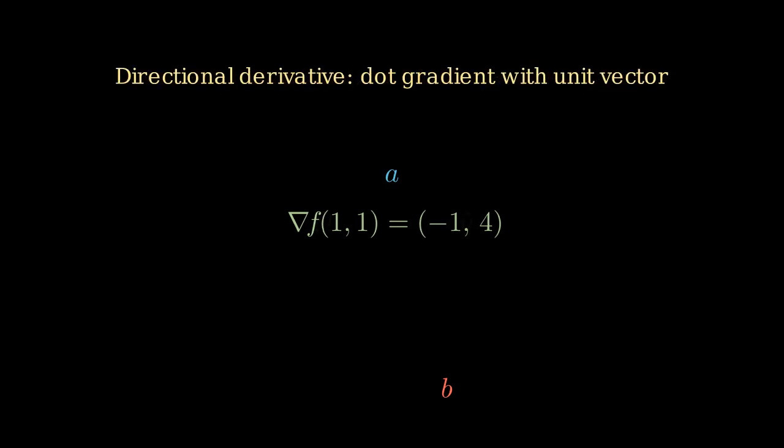To find a directional derivative, we take the dot product of the gradient with a given unit vector.